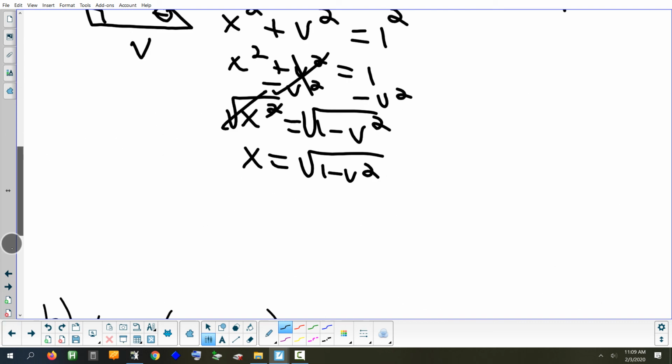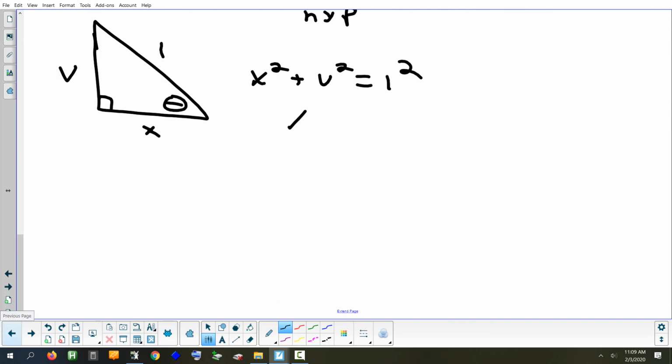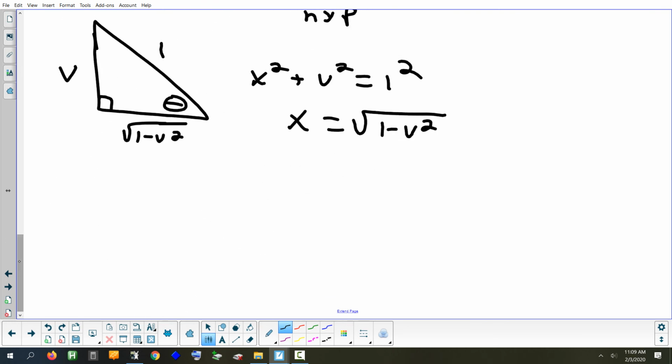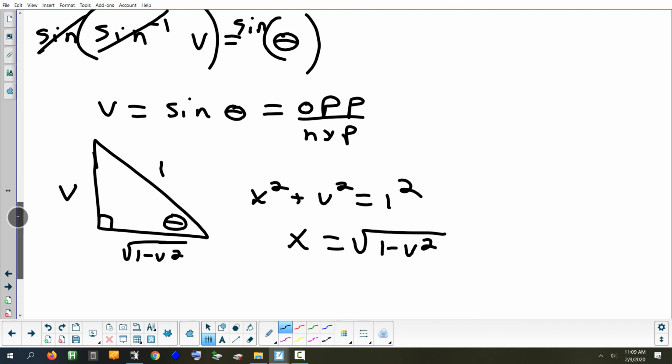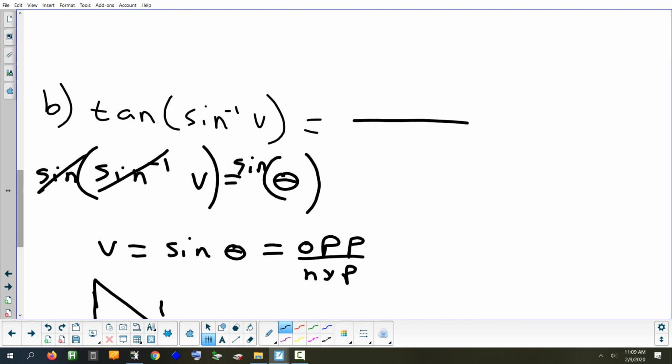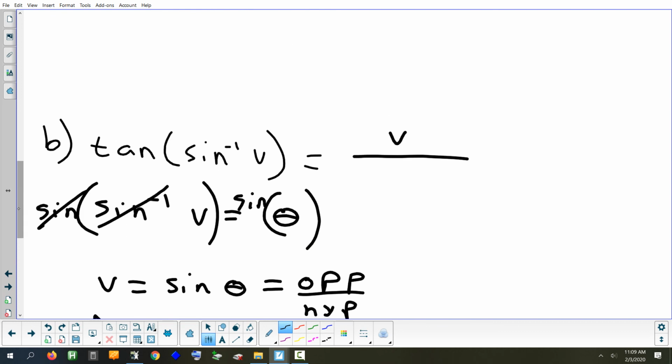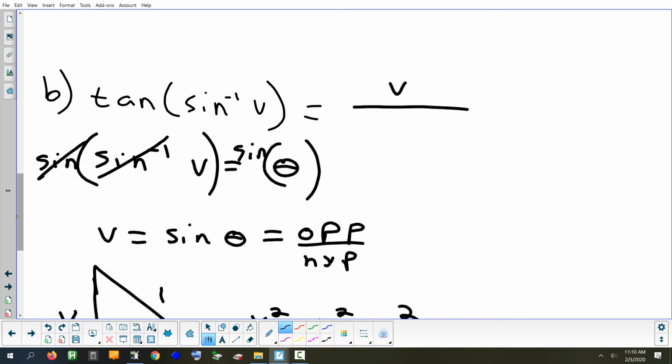Okay, so we already know what this comes out to. Square root of 1 minus v squared. Okay, so let's put that in right here. Now that you've labeled all the sides, you're good. You can answer any question they want to know. They want to know tangent. Tangent, Kaya just told us, is opposite over adjacent. So let's write the answer. Opposite is V divided by adjacent, square root of 1 minus v squared.